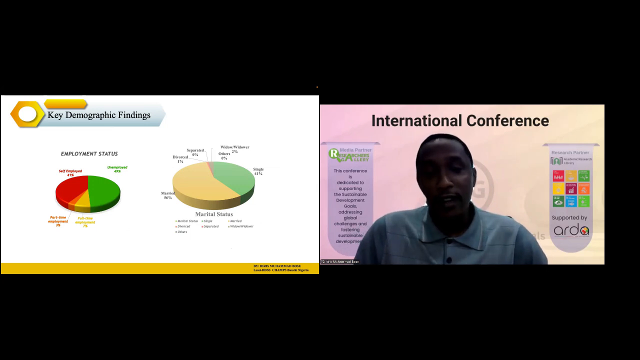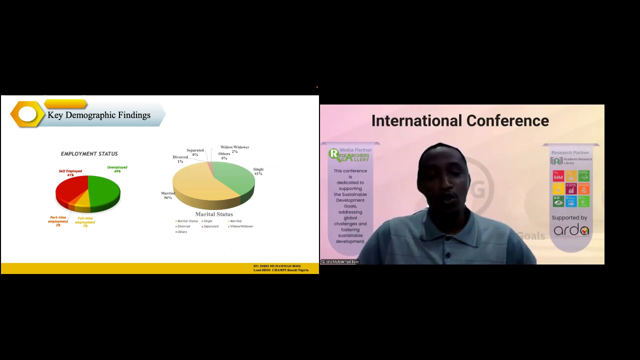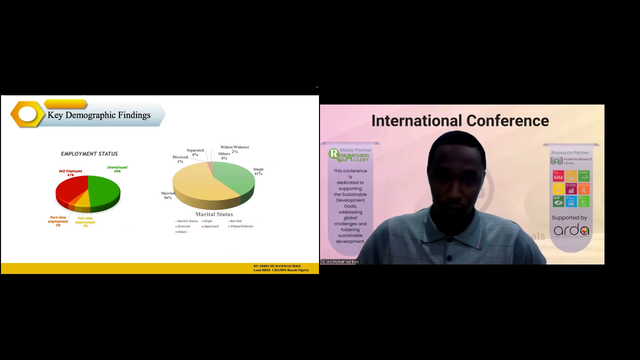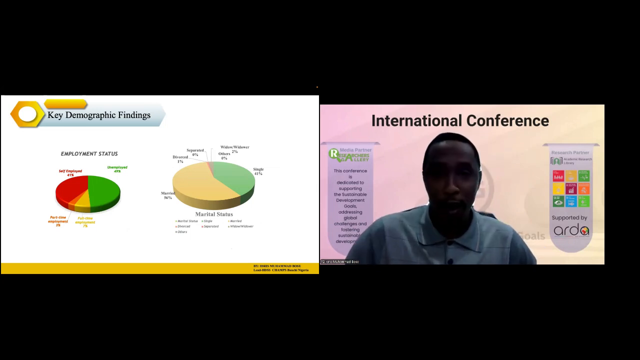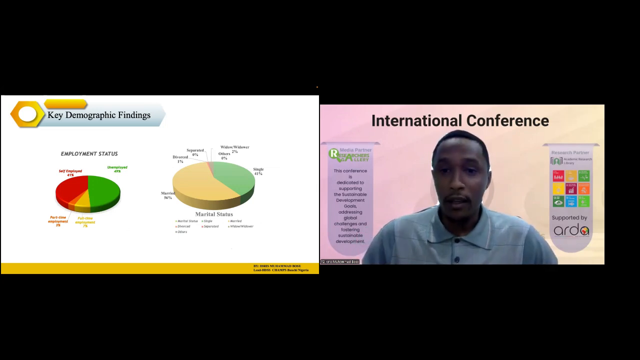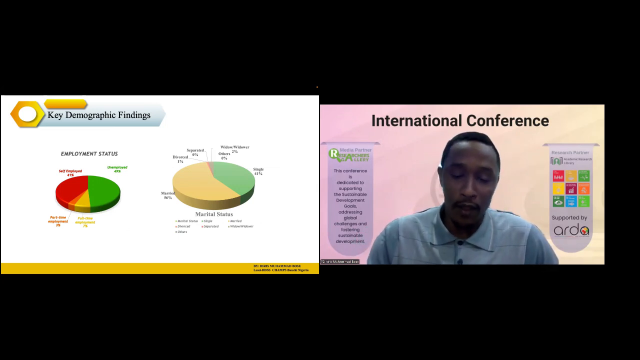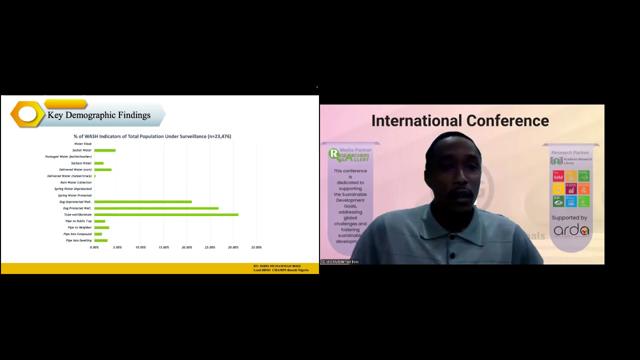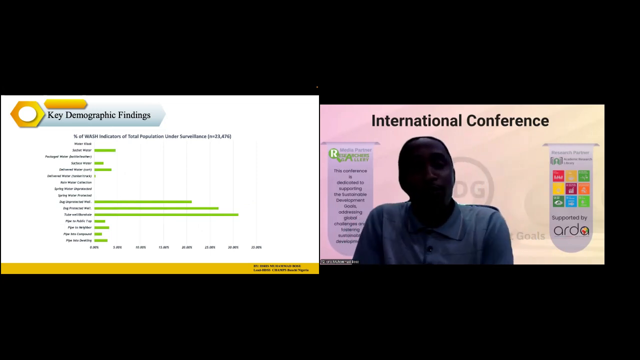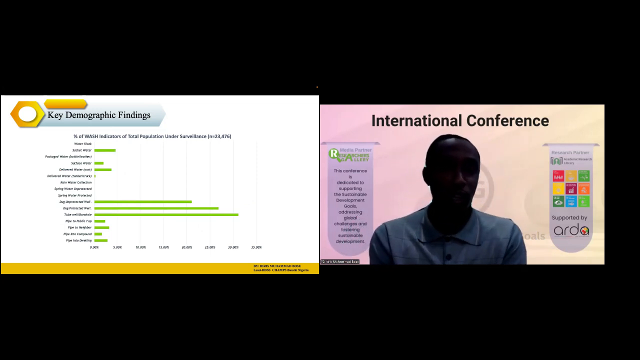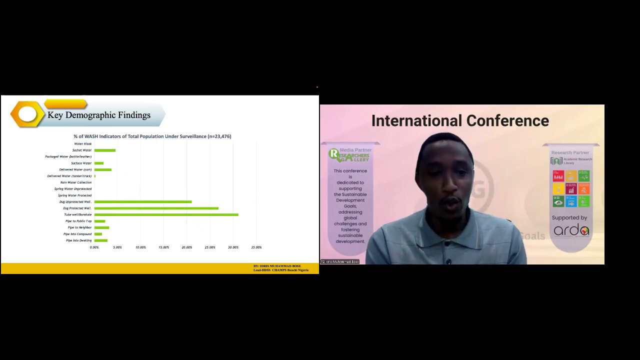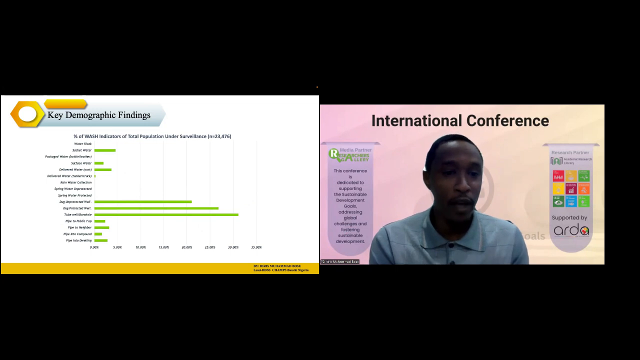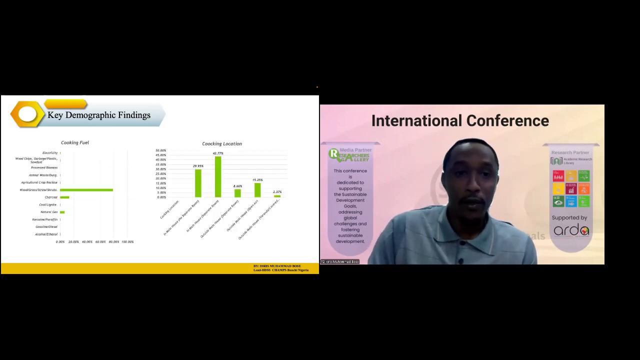The right-hand side represents the marital status of the population. As you can see, 56% of the population aged 15 years and above are married, with 41% single and other. This is the percentage of water, sanitation, and hygiene indicators. So as you can see, the majority of the population use tube well or borehole, followed by dug well, protected well, and unprotected well.